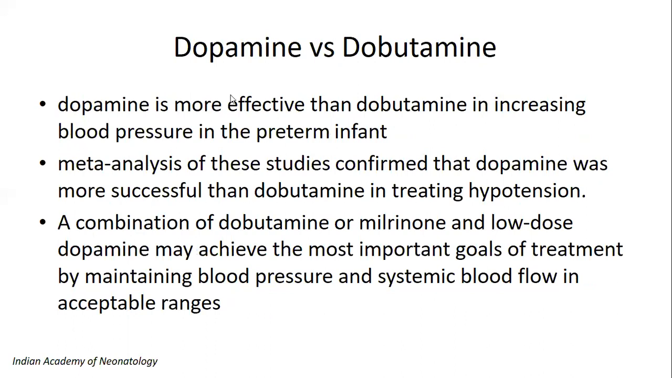So which should go first, dopamine or dobutamine? Many studies have found that dopamine is more effective than dobutamine in increasing blood pressure in the preterm infant. A meta-analysis of these studies confirmed that dopamine was more successful than dobutamine. Most centers use a combination of dobutamine or milrinone and low dose dopamine to achieve their goals of maintaining blood pressure and systemic blood flow in acceptable ranges.